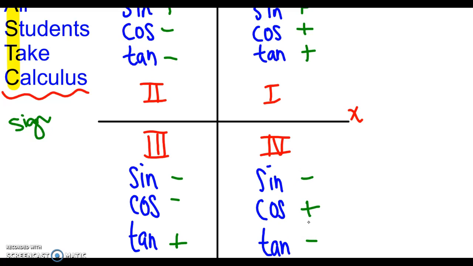So if you don't like remembering the phrase all students take calculus, you just have to remember that sine goes with the y value, and y values are positive in the first and second quadrant. Cosine is the x value, and x values are positive in the first and fourth quadrant. And then obviously tangent depends on the sign of the sine and cosine function.